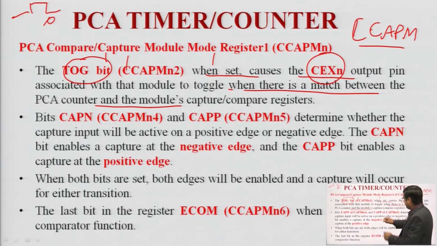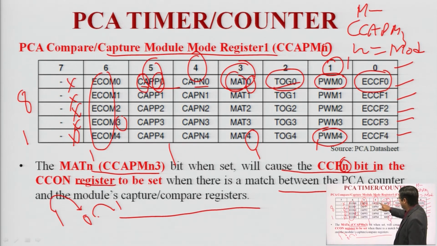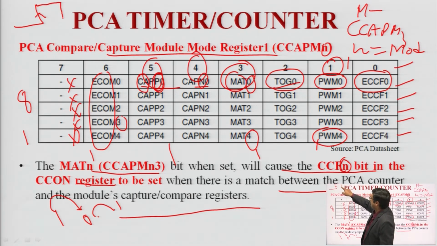So what are we left with? We are left with the 4th and 5th bits. They represent CAPP and CAPN. CAP means capture, one of the modes of operation, and P represents the positive edge and N represents the negative edge. So basically, if a match or capture occurs between the 2 registers, then a waveform will be generated, and the waveform will toggle only on the positive edge, or the waveform will toggle on the negative edge.